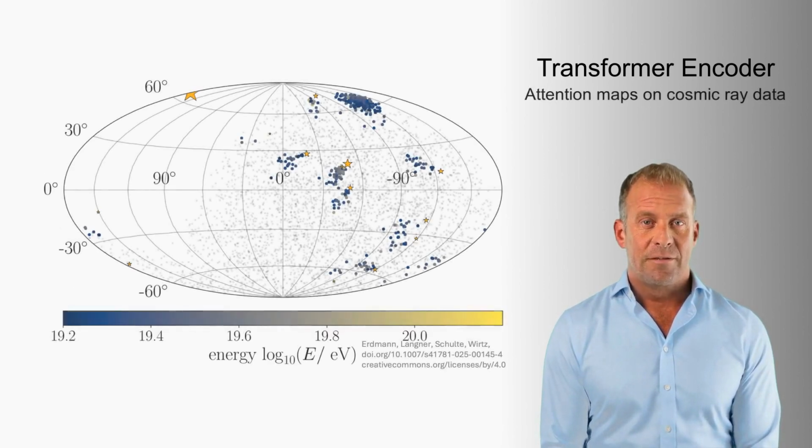Let us now look at a physics application. This figure shows a simulated sky map of cosmic particles arriving on Earth. Star symbols mark galaxies of type S. Particles from those galaxies are color-coded by their energy, while other particles appear in light gray. A transformer network is trained to identify the particles originating from these galaxies.